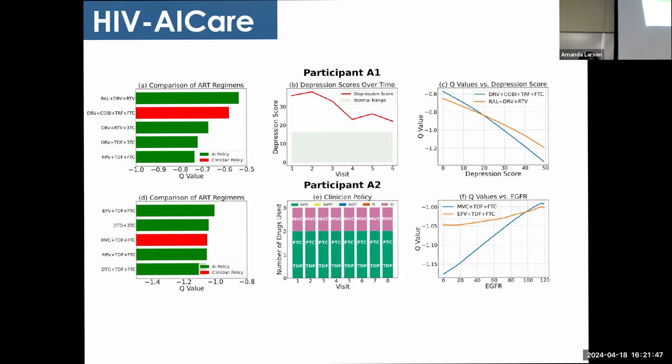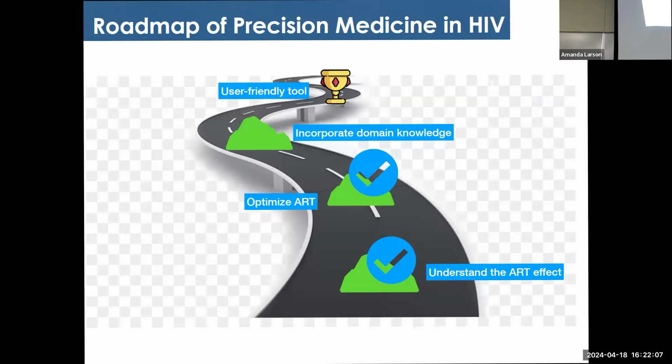So again, if you only consider the viral load, the clinician recommendation might do well. However, if you consider other side effects and other health outcomes, you may have a different optimal treatment regimen. Okay, so that's the result of HIV AI. We solved these two problems, estimating the ART effect and optimizing ART, from different angles. The next part is how to incorporate domain knowledge.